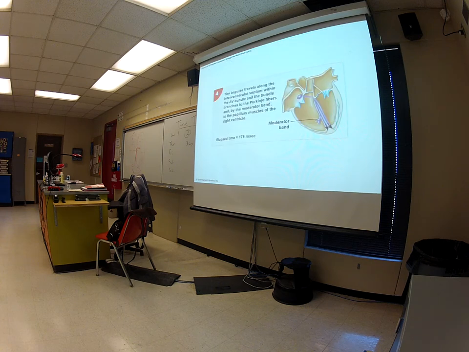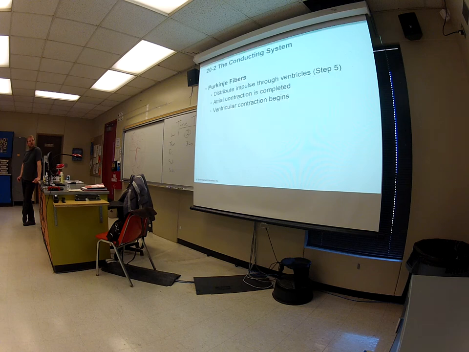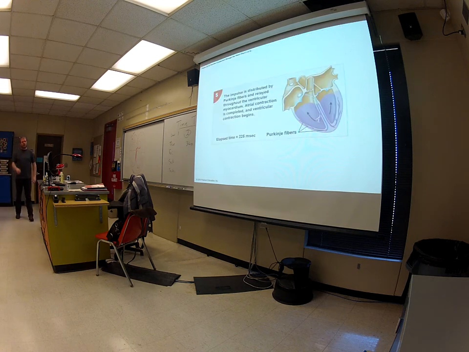So there's the conduction down the septum to the Purkinje fibers, and those Purkinje fibers are going to start the contraction in the ventricles. Purkinje fibers distribute impulses throughout the ventricles. Atrial contraction is complete. Ventricular contraction begins. So as the atria contract, that signal is moving down into the Purkinje fibers, prepping for the next contraction. And there you go. Purkinje fibers.